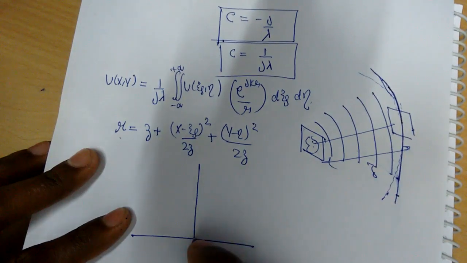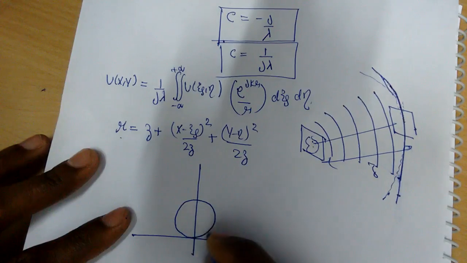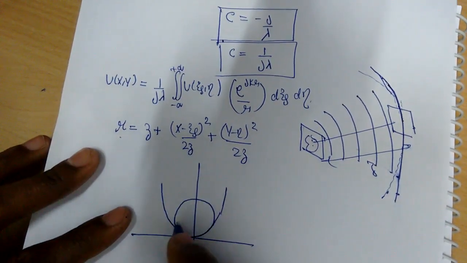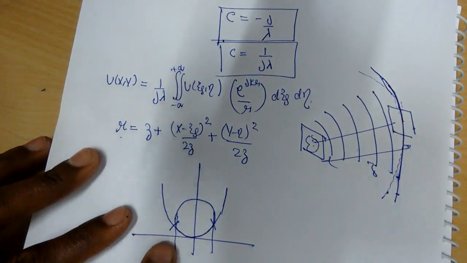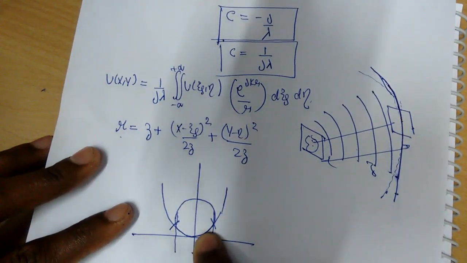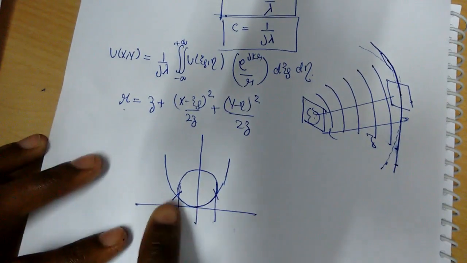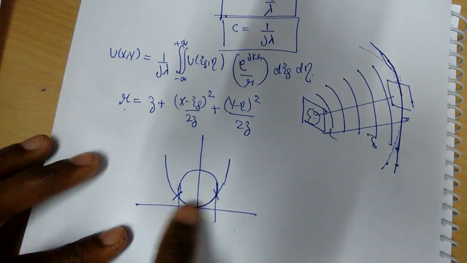So let me draw for you. If you have a circle, and on the same circle, if you draw a parabola, as you can see that within this range, from this point to this point, this parabola will be exactly coinciding with the circle in this case. So that means that this approximation will be holding very good if you are in this region.